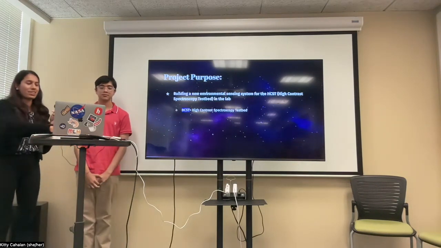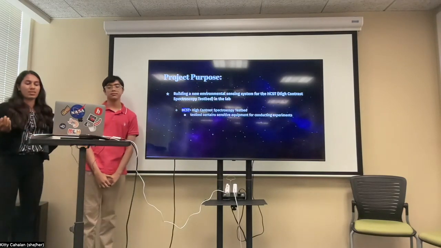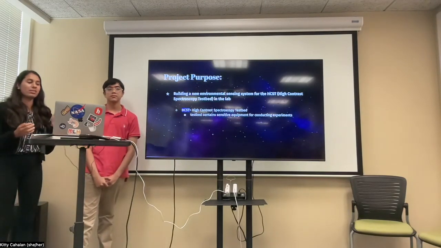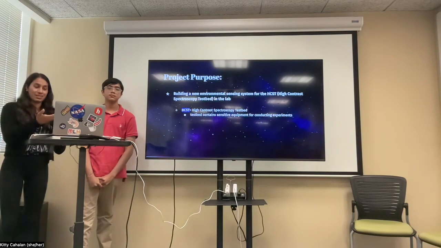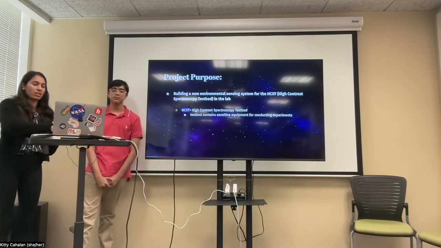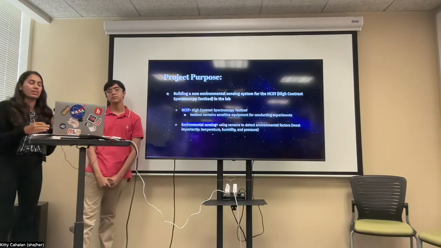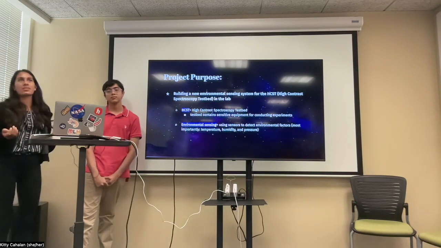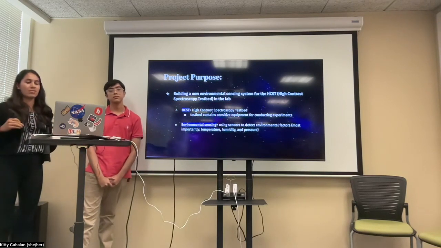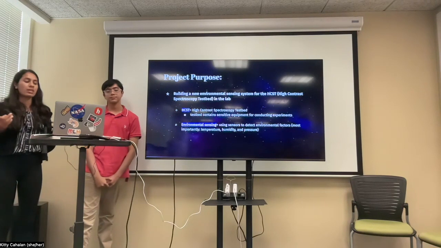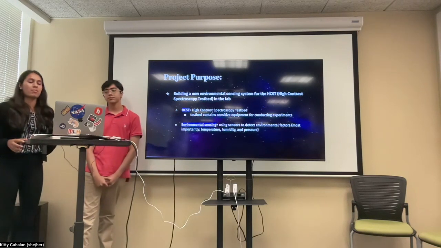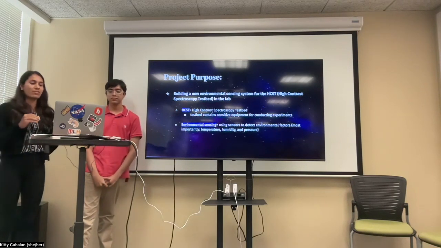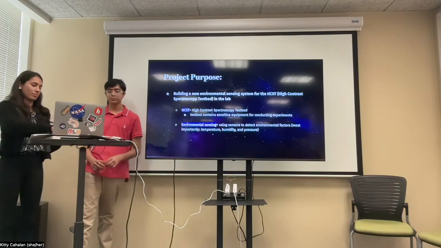What is HCST? Well, HCST is the test bed in our lab, in the exoplanet lab in Cahill. And it has lots of sensitive equipment for conducting experiments. And then what is environmental sensing? Environmental sensing is using sensors to detect the environmental factors that are the most important. So temperature, humidity, and pressure would be the main ones that we're focusing on. And we're doing environmental sensing within our test bed.